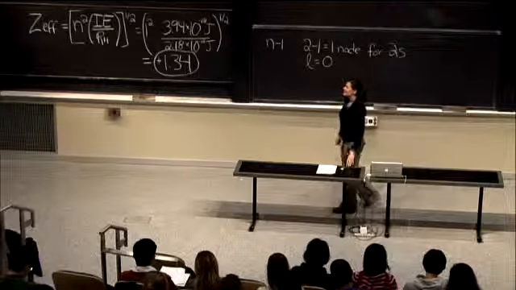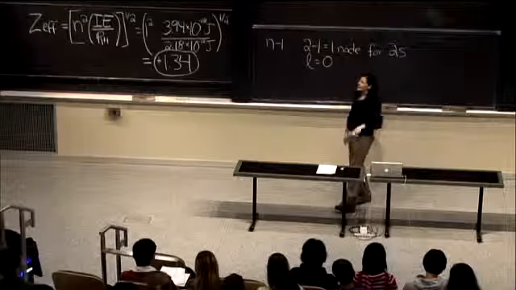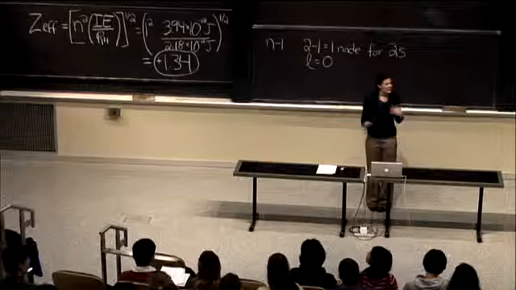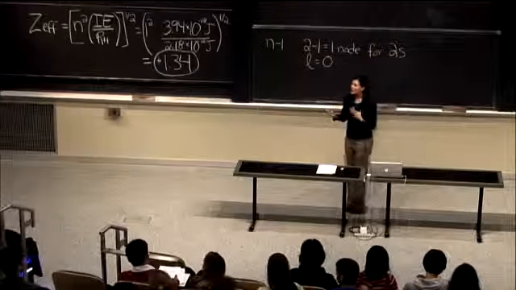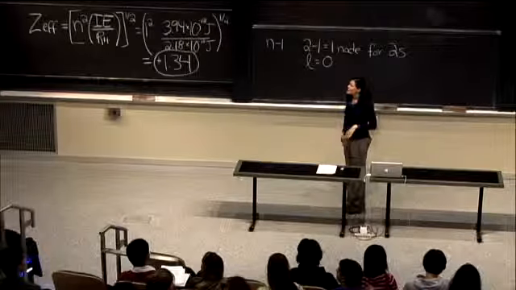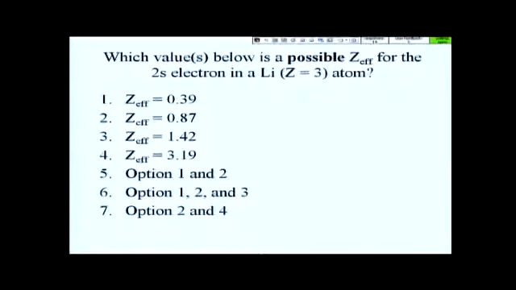So let's look at another example of thinking about whether we get an answer that's reasonable. We should be able to calculate a Z effective for any atom that we want to talk about as long as we know what that ionization energy is. I'm not expecting you to do that calculation here because it involves a calculator and maybe a piece of paper as well. But what you should be able to do is take a look at a list of answers for what Z effective might be and determine which ones are possible versus which ones are not. So take a look at this and tell me which are possible for a 2s electron in a lithium atom, where Z is equal to 3.